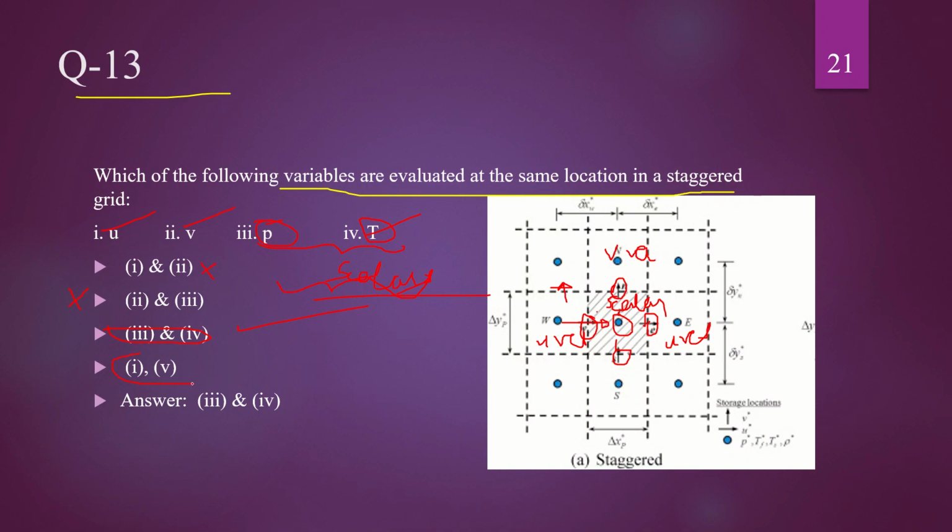And option 4, it is 1 and 4. Yeah, it is not 5, it is 4. 1 and 4 are again one scalar and one vector, so they are stored at different locations. So the answer to this problem is 3 and 4, that is pressure and temperature. They both are scalars and they are located at the cell center and solved in that fashion. I hope this is clear.